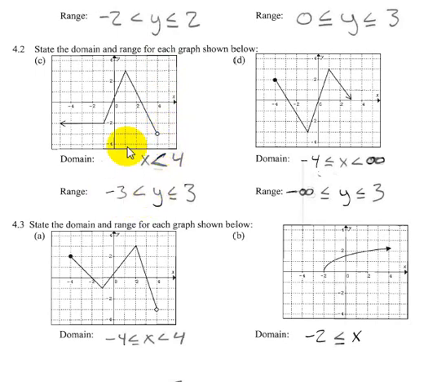My smallest y values are up and down. The smallest one is down here at -3. Cannot equal it because of the open circle. And my largest y value is up here at 3. And it can equal it because it's not an open circle.